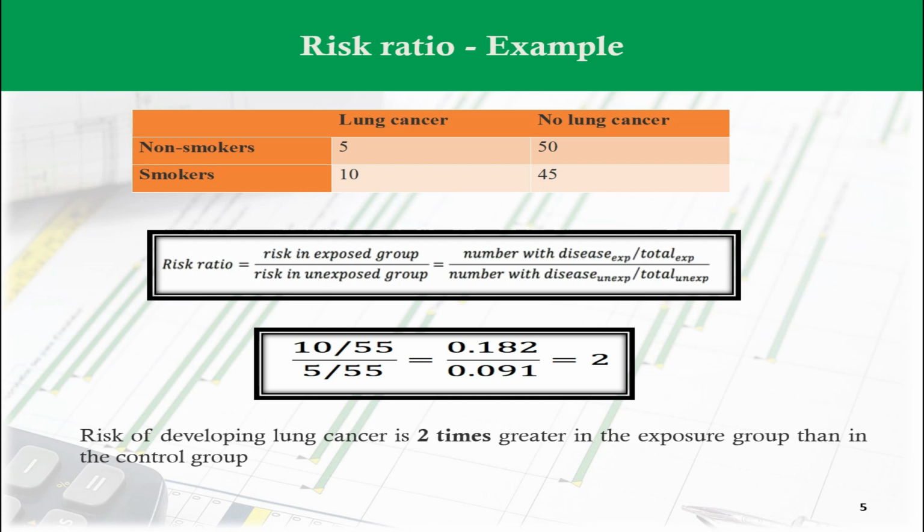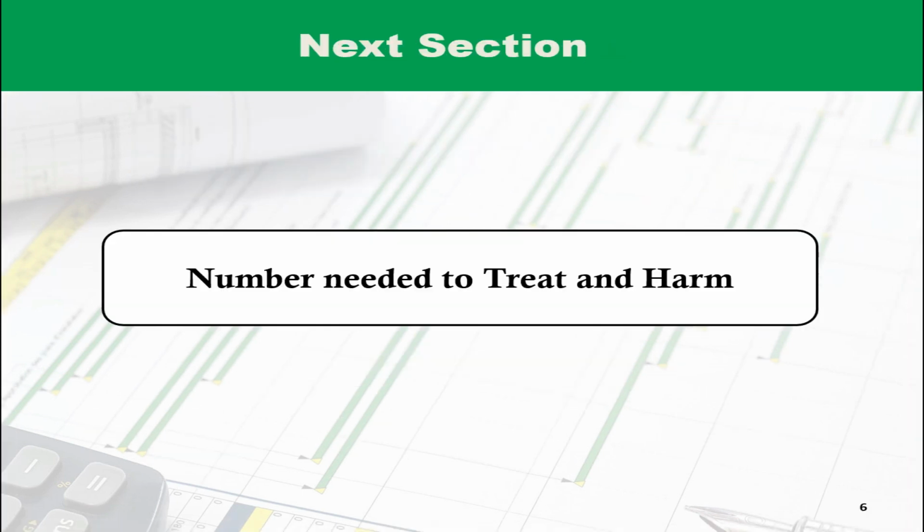In this section, we learnt about risk and odd ratio, and their importance and usage. In the next section, we will learn about the importance of number needed to treat and harm.